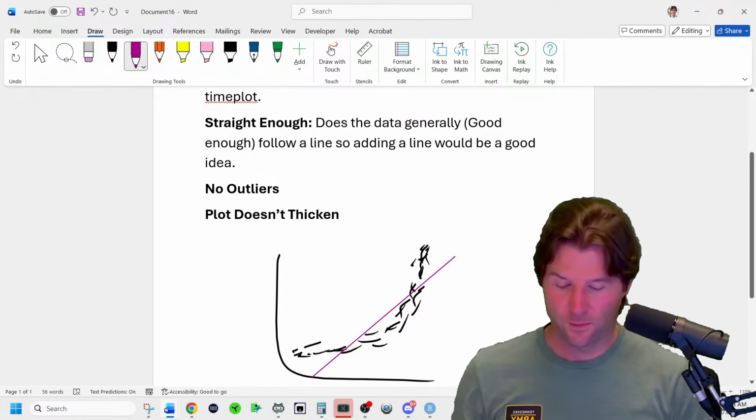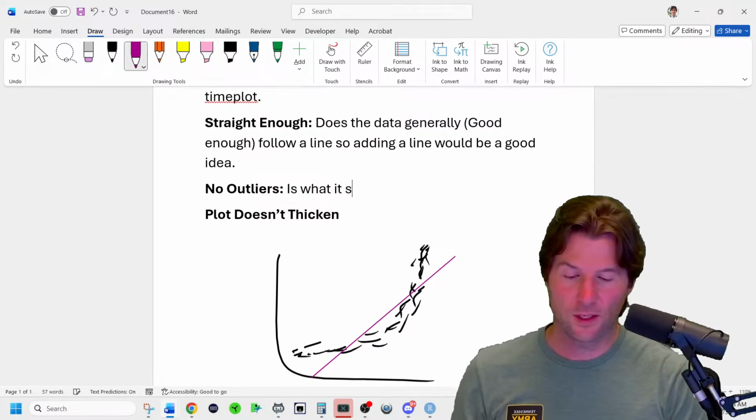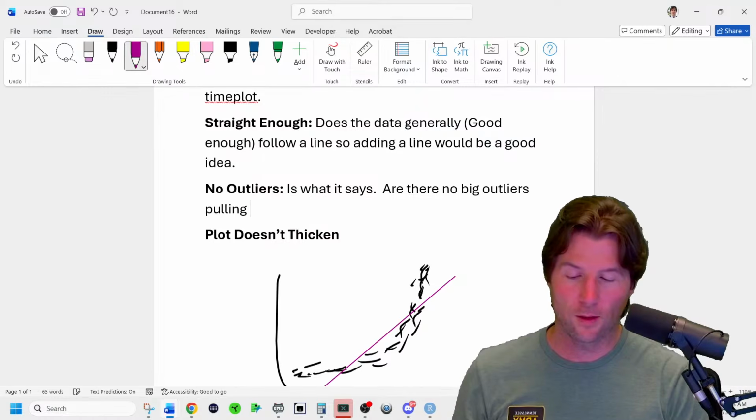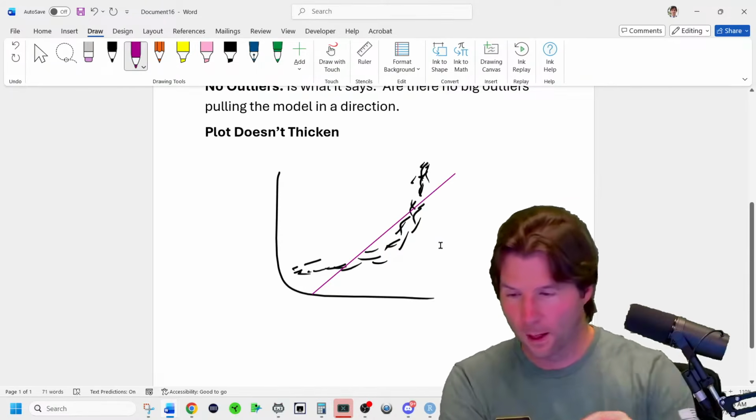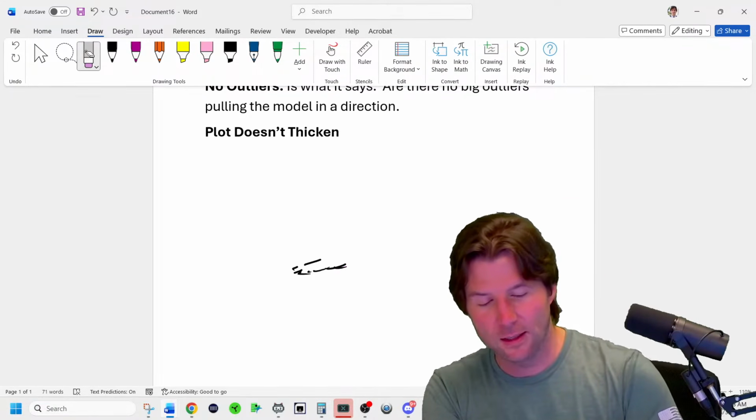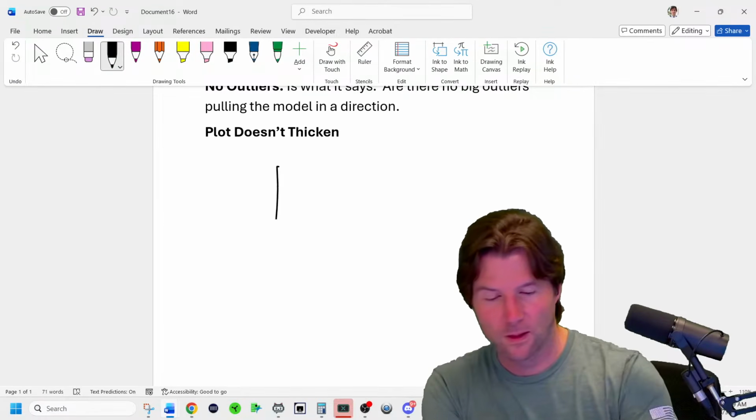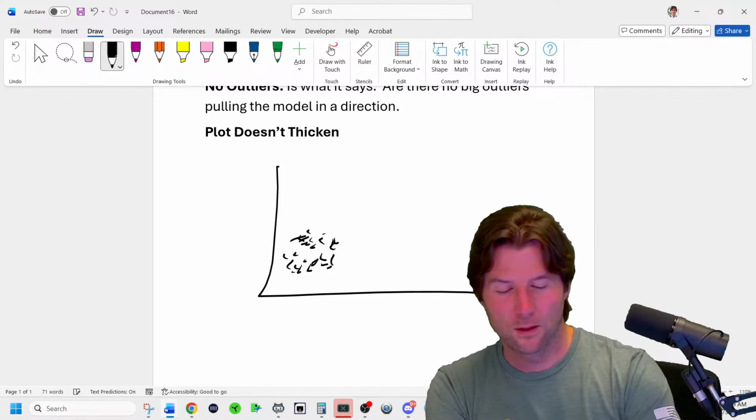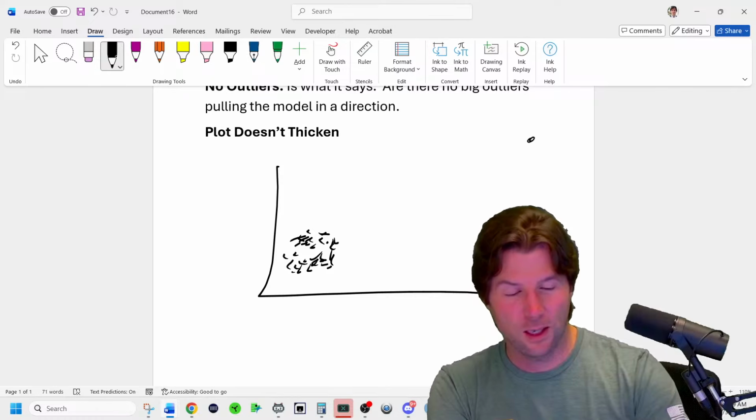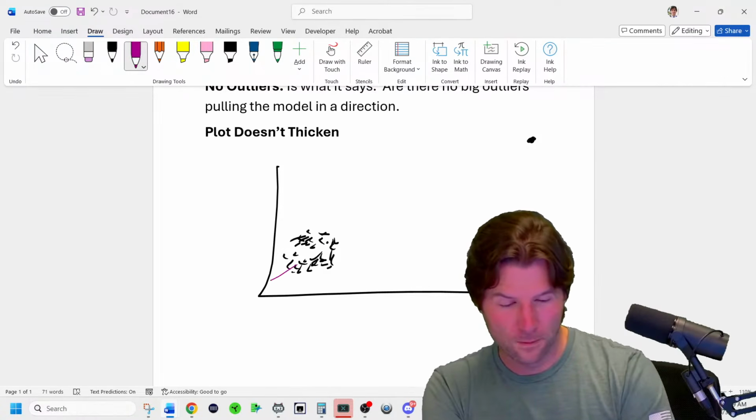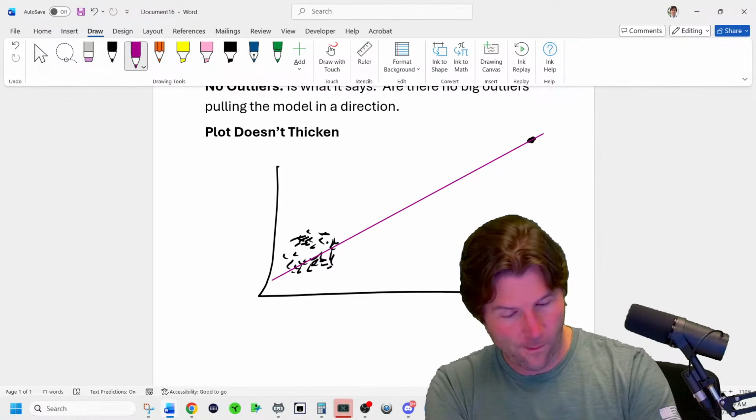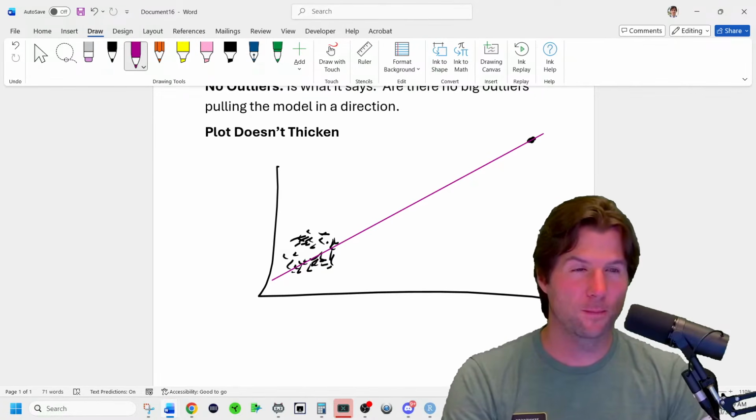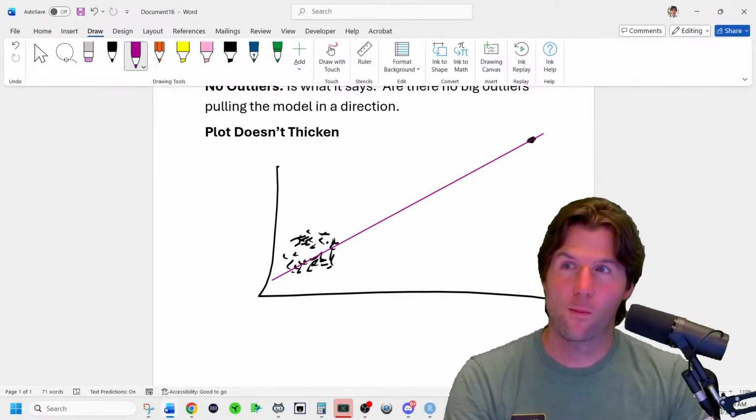So, no outliers is what it says. Are there no big outliers pulling the model in a direction? Now, what's interesting is I want you to look at this data and tell me, is there a big outlier? Is there a big outlier, yes or no? Is there a big outlier?